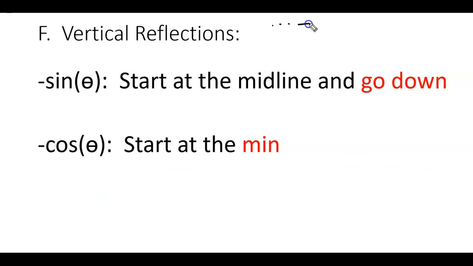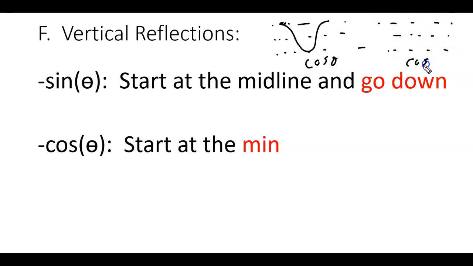As you guys know, cosine starts high and then goes down, right? But what happens if we take our cosine function and multiply it by a negative? Well, that's going to flip it upside down. So instead of looking like this picture here on the left, it's going to go like that, right? So if you put a negative in front of cosine, then it won't start at the max anymore. Now it will start at the minimum.